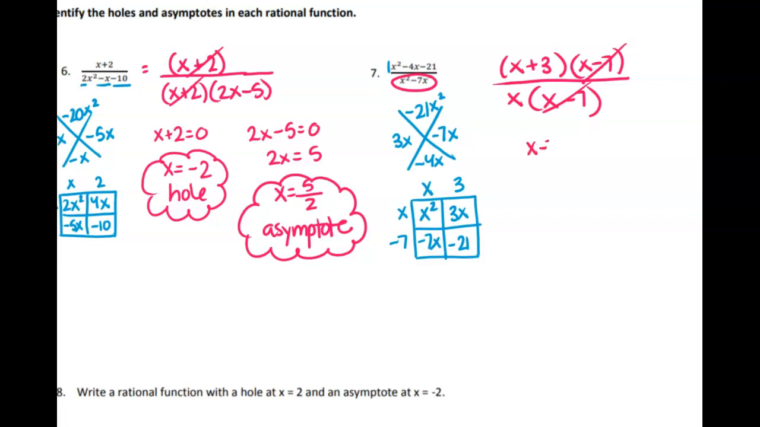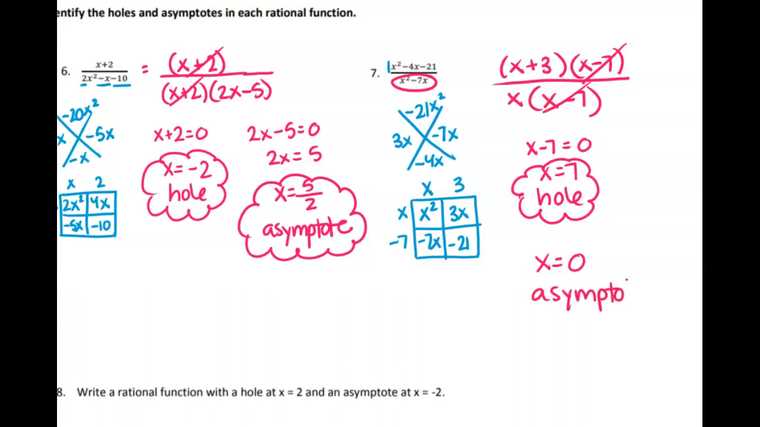If you set x minus 7 equal to 0, you get x equals 7. So that's our hole. And now we look for anything remaining in the denominator, and we have an x. Set x equal to 0, you just have x equals 0. So that's our asymptote.